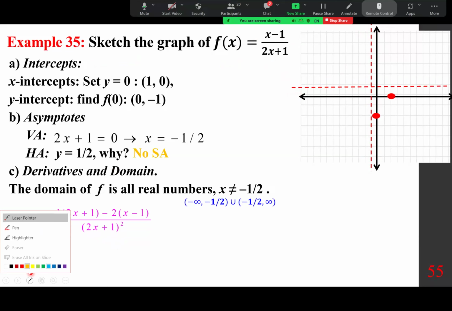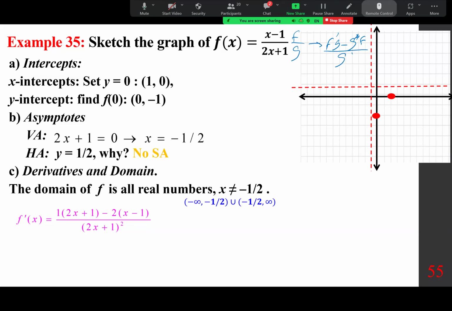Let me write this as f over g, and write down I need f prime g minus g prime f over g squared. Okay, so we need 1 times 2x plus 1 minus 2 times x minus 1, over 2x plus 1 squared. That's the idea. And so simplification of the numerator will result in 2x plus 1 minus 2x plus 2, and we end up with 3 in the numerator.